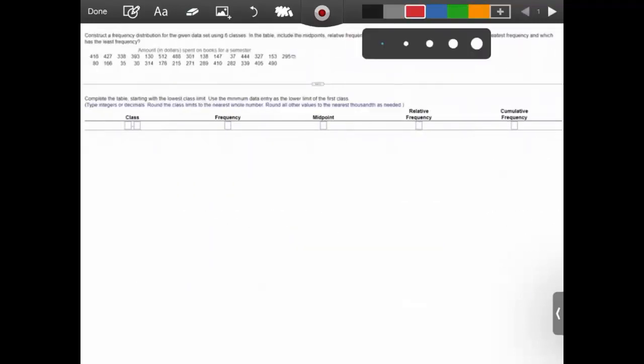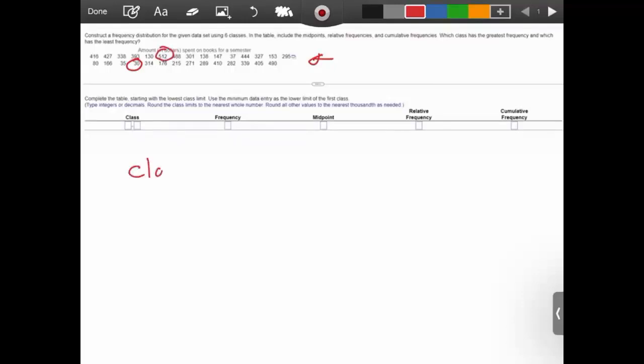All right, so it's a little bit tiny. Hopefully you can see it okay. Looking at our data set over here, the minimum number is 30 and the maximum number is 512. So that means our class width is going to equal 512 minus 30 divided by 6.